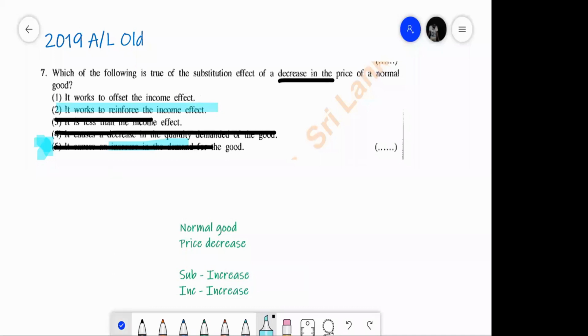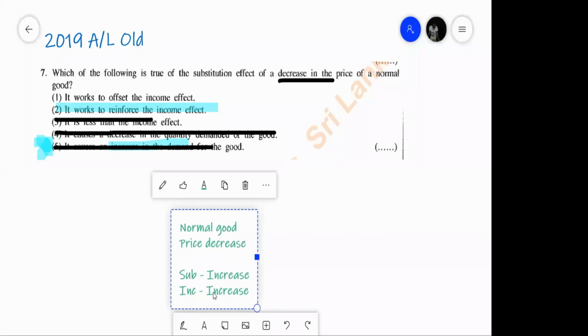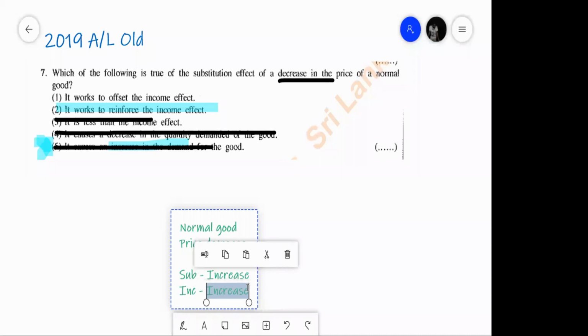Offset in the sense, according to the income effect, it should have been a decrease then. If it's a decrease, then this increase and decrease, it's offsetting. Offsetting means cancelling off, guys. There is a plus and a minus getting offset. That is what offset means. So here it's not an offset. Here it's a reinforcement. A bit of a tricky question, guys.